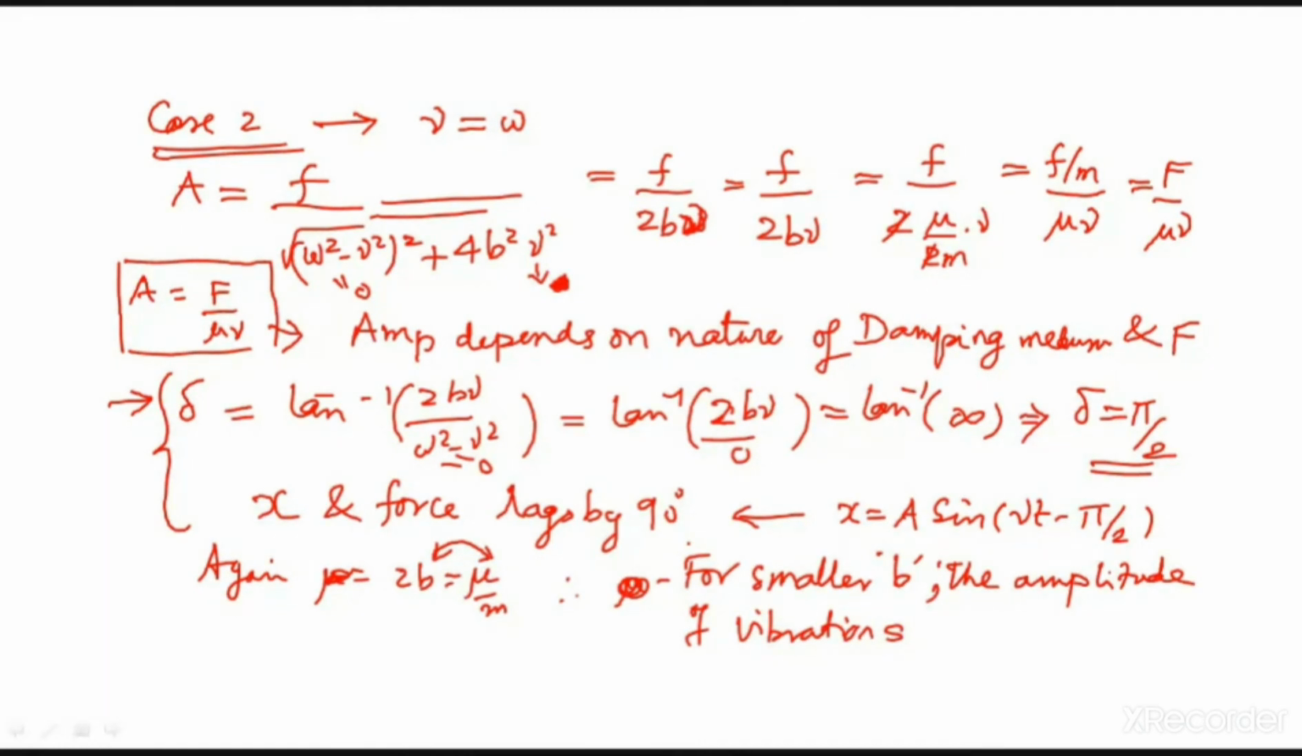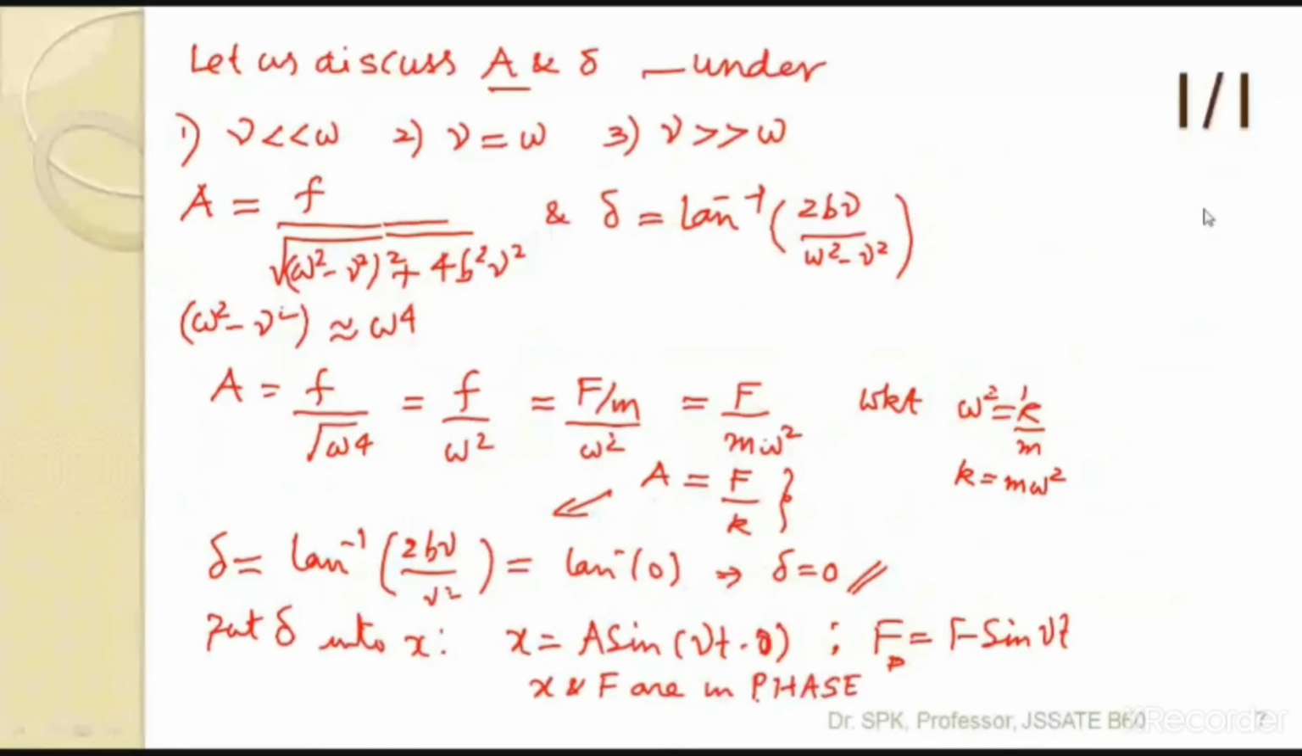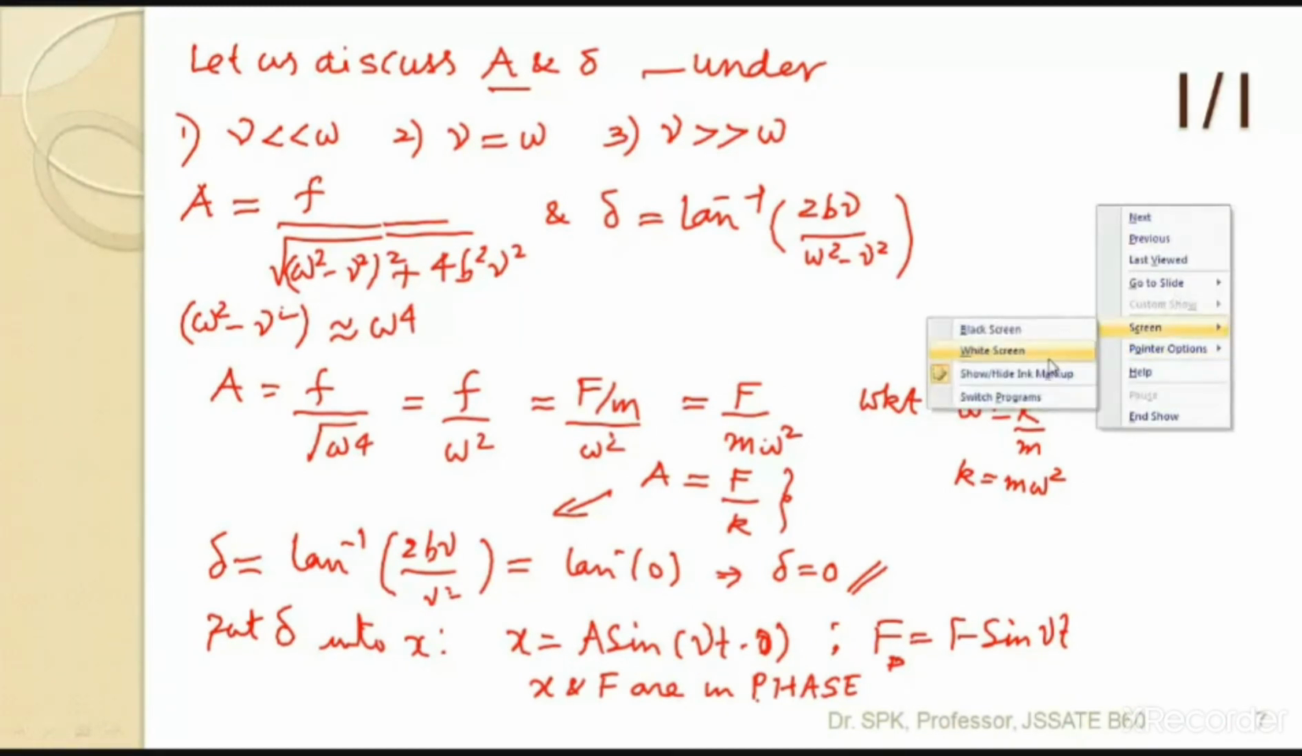There is one more case left over. Let us discuss that one also. The third case, we'll wind up after this third case. Case 3. Here, the external frequency is much greater than the natural frequency. Then what happens to the amplitude? Since omega square minus mu square is much larger, I can neglect the other term. It is within the root, therefore it is to the 4.